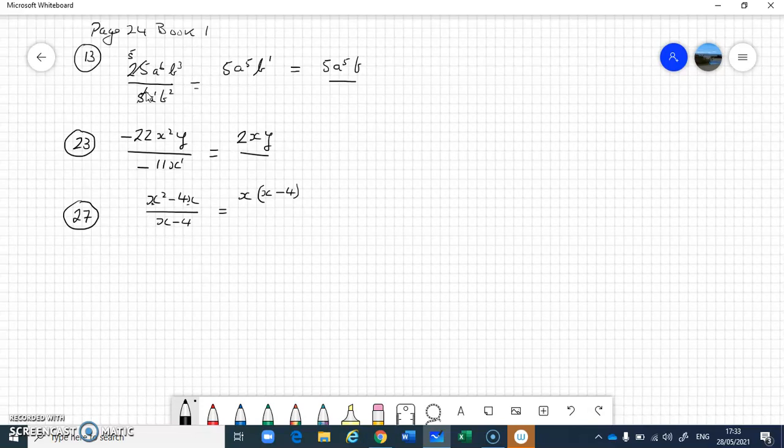So we just factorize this part here. That becomes that there, okay? And then on the bottom we have x minus 4. I'll just put some brackets around that because here straight away you'll see that we've got x minus 4 up here, we've got x minus 4 down here. Well, they will cancel each other out.